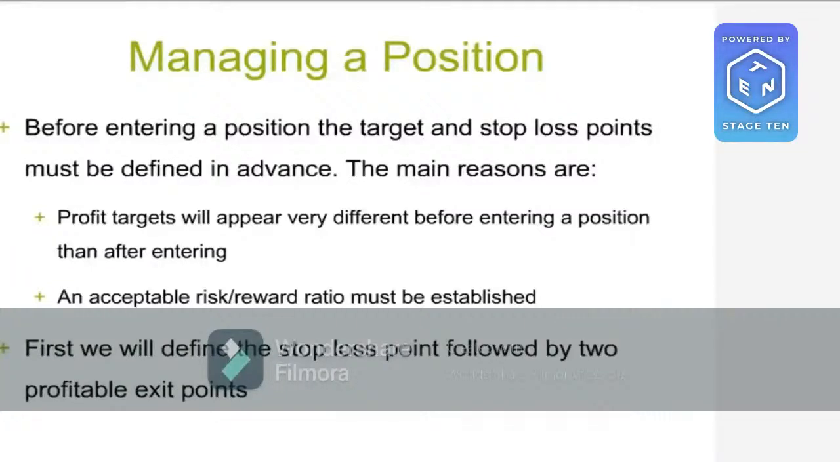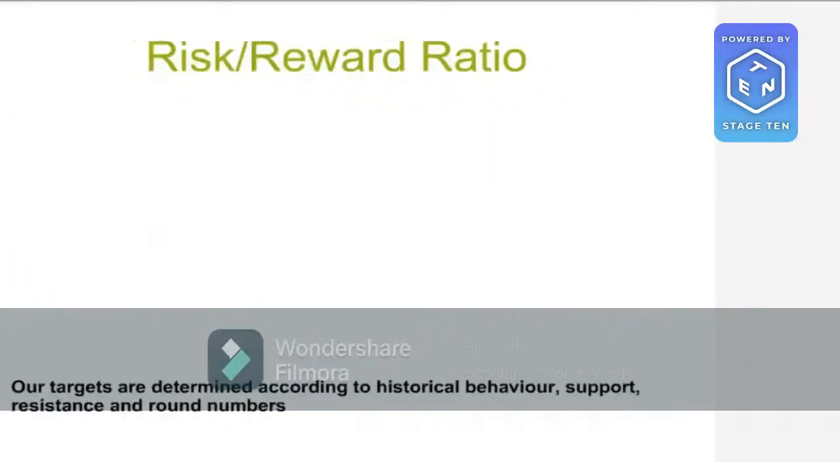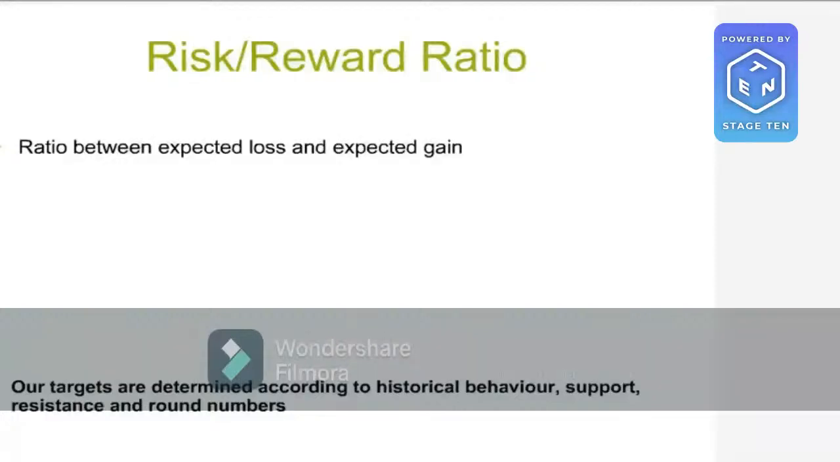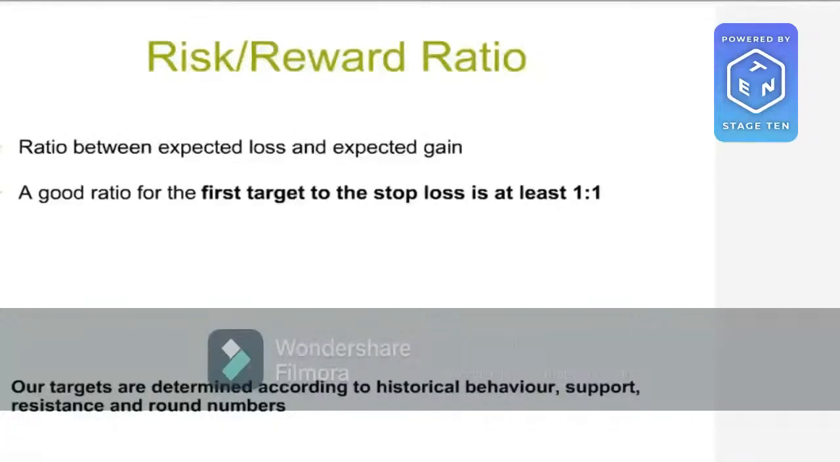So let's talk about risk-reward ratio. First of all, we need to understand the ratio is between expected loss and expected gain. By the way, what I'm just about to teach you may change between different traders. Some traders may have a different idea about risk reward. You shouldn't really have only mine. For example, a good risk reward ratio, in my opinion, is 1-to-1.